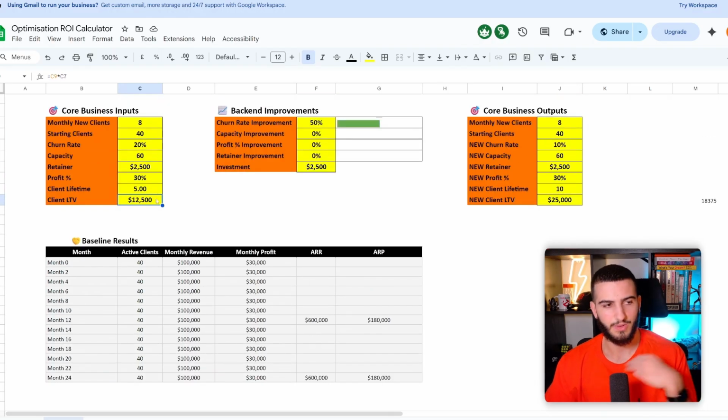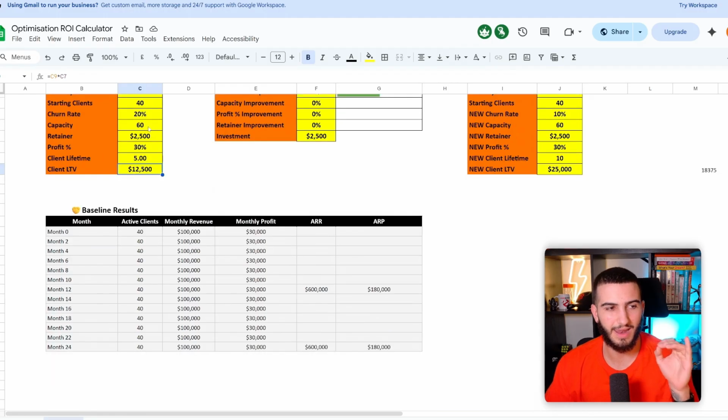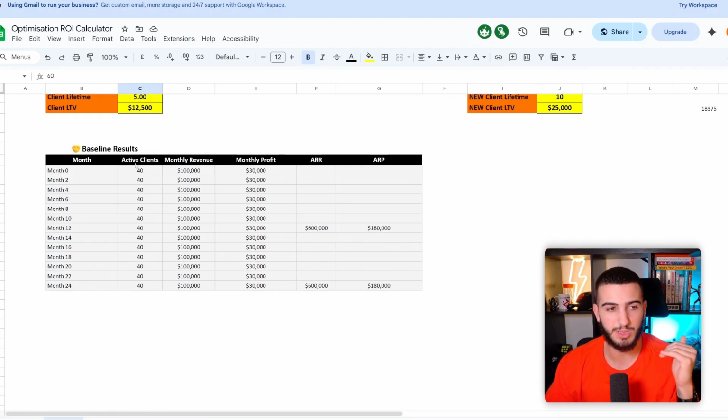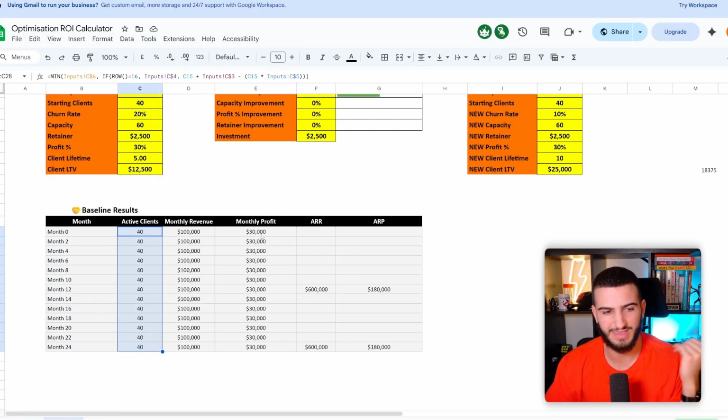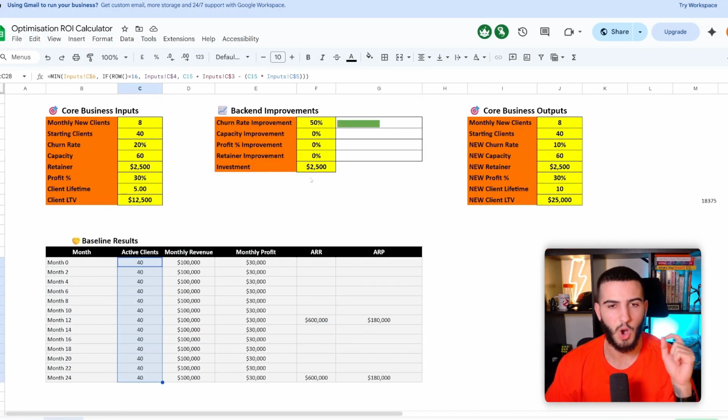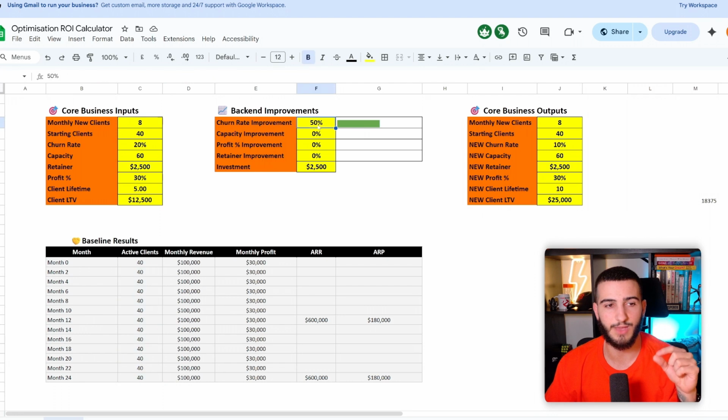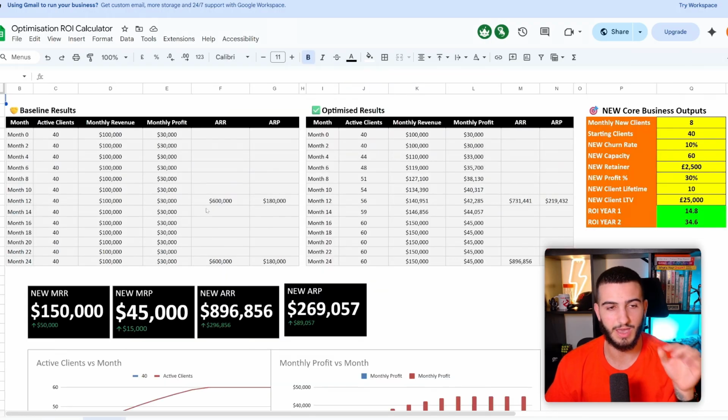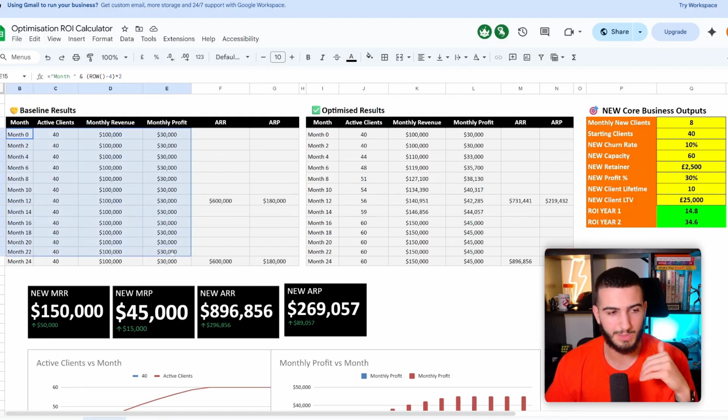Now, right now we are getting 8 clients every single month, and because we have a 20% churn rate, we are not growing. We just stay stagnant, stuck at 100K a month with 30K profit margins, which is not great. However, let's look at what life looks like if we improve our churn rate by 50%, which is very, very attainable, guys. This is the difference over here. And this is what I was talking about. This compounds over time. So with the previous 20% churn rate, if we're bringing on 8 clients every single month, in the space of 2 years, we do not grow. We stay exactly the same.